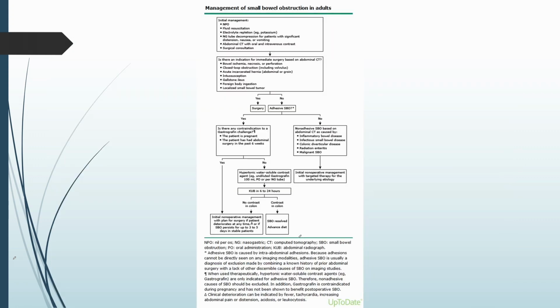Like I mentioned before, I love algorithms, and so this is a nice little concise algorithm of everything we've just talked about, talking about what the initial management is: NPO, electrolyte repletion, fluid resuscitation, NG tube, CT, and surgical consultation. All right, and then this is trying to help you or the surgeon decide whether or not they require surgery based on all of the findings here. If it's yes, surgery. If it's not, is it adhesive small bowel obstruction? Well, and then you keep going down, and it tells you how to administer the gastrografin and all of the rest of the monitoring that goes along with it.